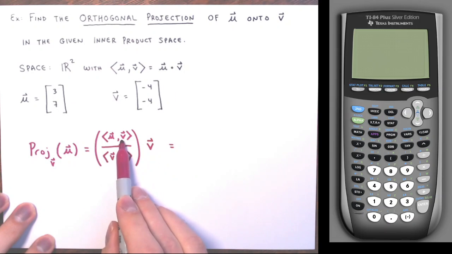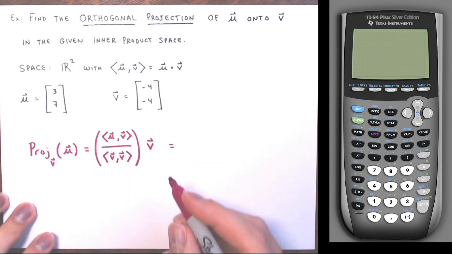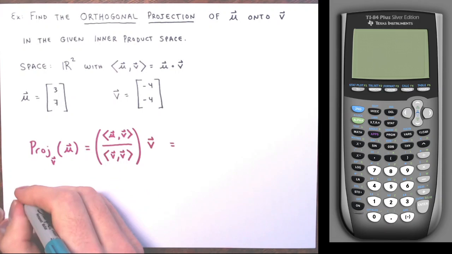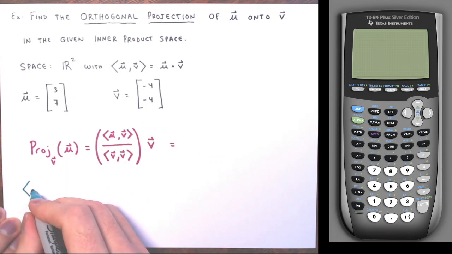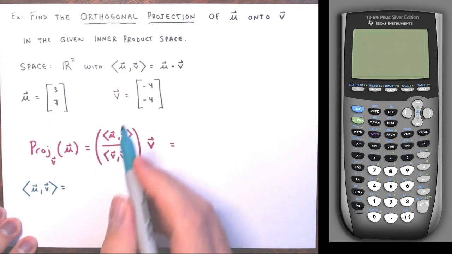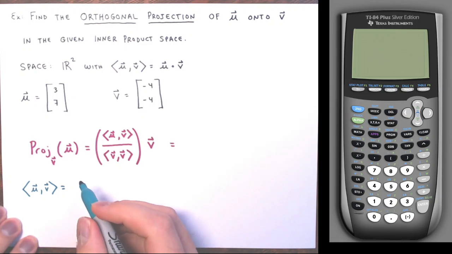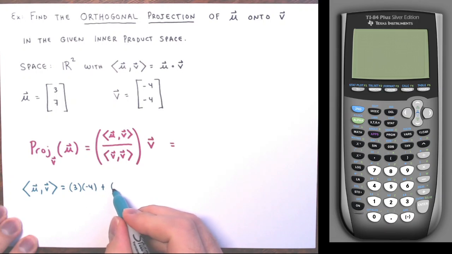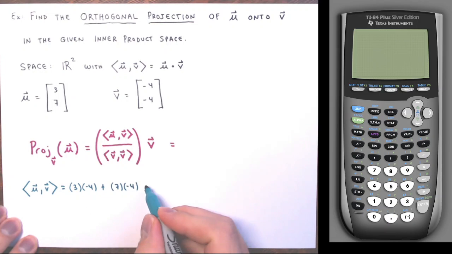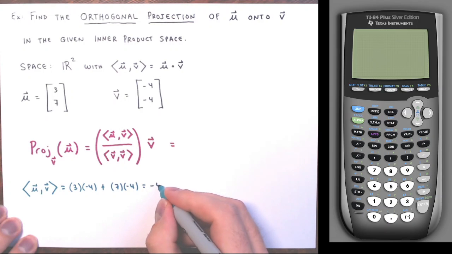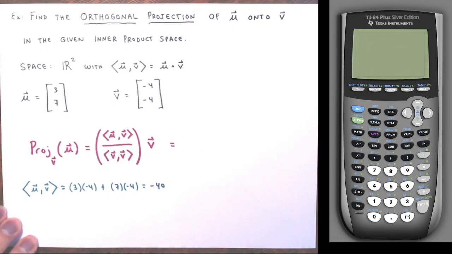So what's the inner product of U with V? I'll find these separately, off to the side. What's the inner product of (3, 7) with (-4, -4), U with V? It's just the dot product, so you take the product of the corresponding components and add them up. So 3 times -4, the product of the first components, plus 7 times -4, the product of the second components. This is -12 plus -28. It's -40, the numerator of my scalar.